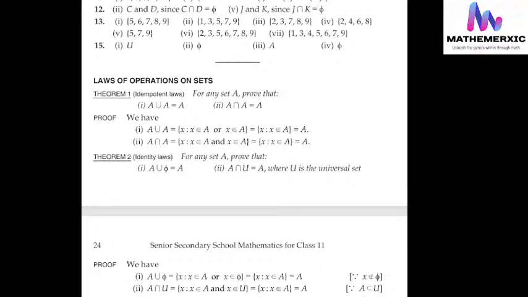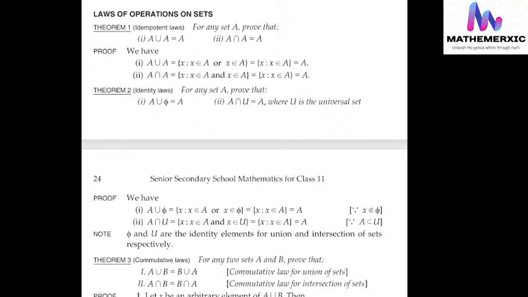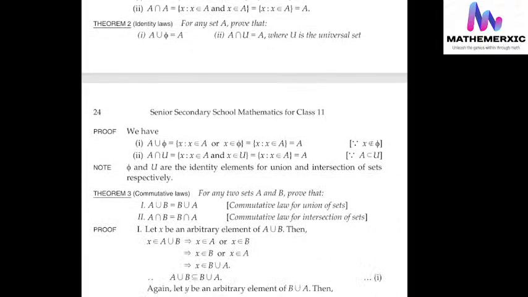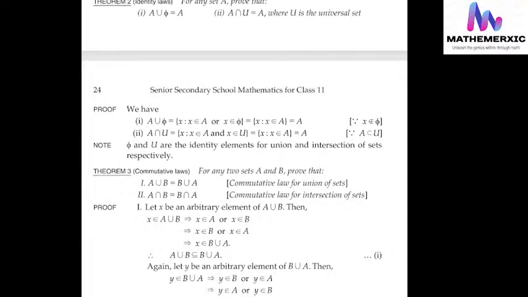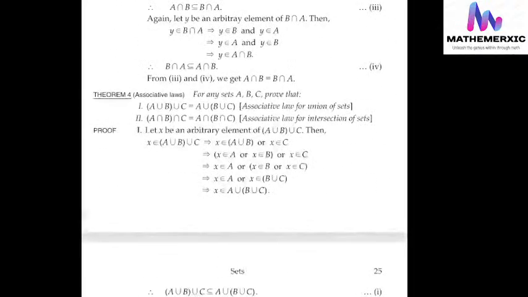In idempotent law, union of the same set will be A, intersection of the same set will be A again. Identity law: A union phi will be A, intersection with U will be A, using the universal set. Phi and U are the identity elements for union and intersection of sets respectively. A union B will be B union A. Similarly, A intersection B will be B intersection A.